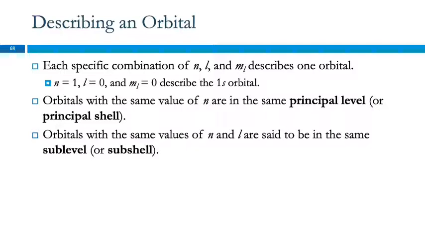They're not supposed to. If we have orbitals with the same value of n, these are in the same principal level, sometimes called a principal shell. And orbitals with the same values of n and L are said to be in the same sublevel.